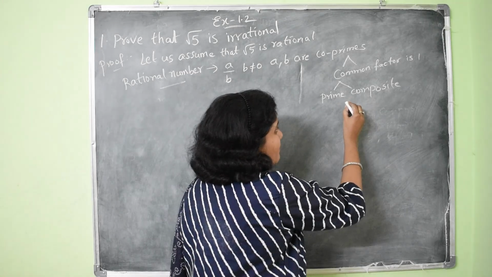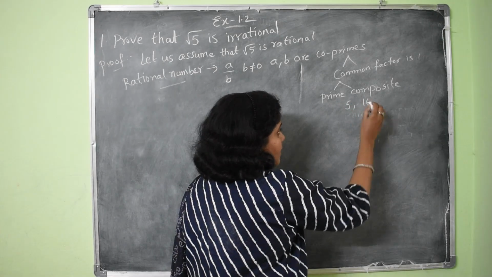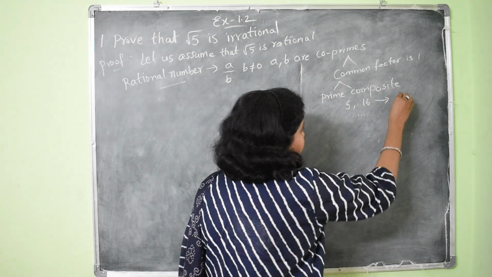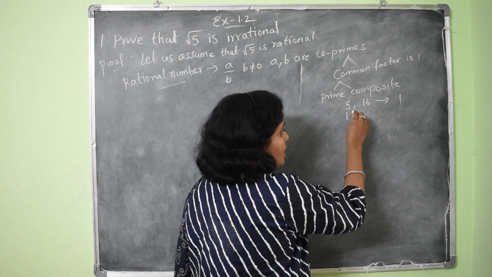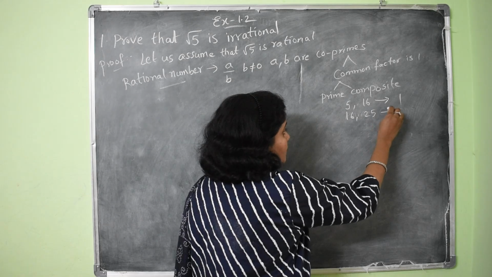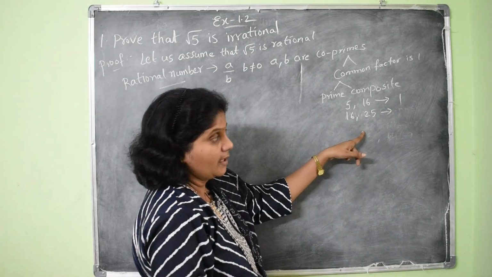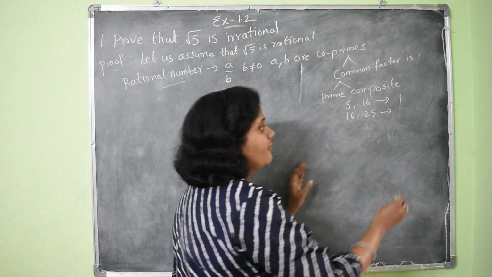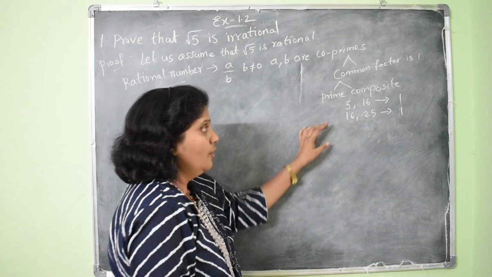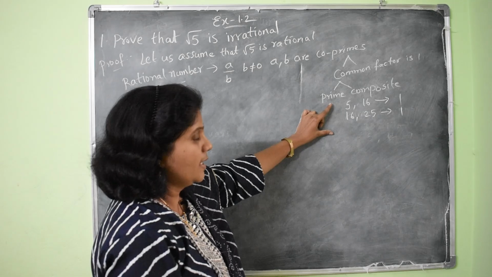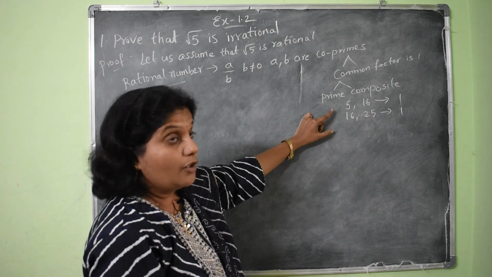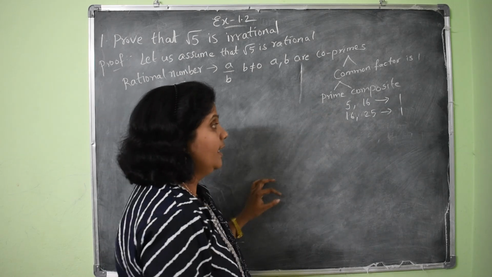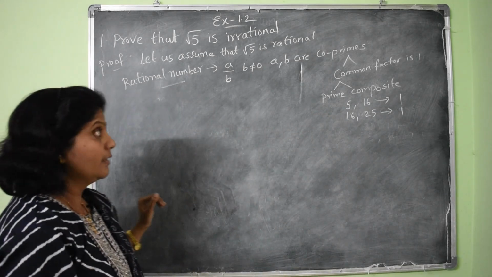Let's take one example. 5 and 16. These two numbers are co-prime numbers. Why? Because their common factor is 1 only. And take 16 and 25. Here both are composite numbers, but they become co-primes because their common factor is 1. Here one is a prime number and the other is a composite number, and even though, they became co-primes. Why? Because their common factor is 1. Understood? Now let's go into the topic.